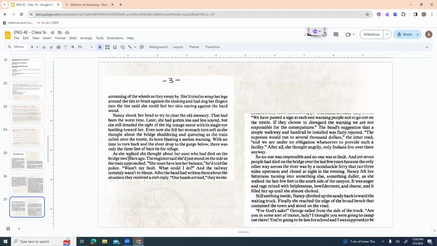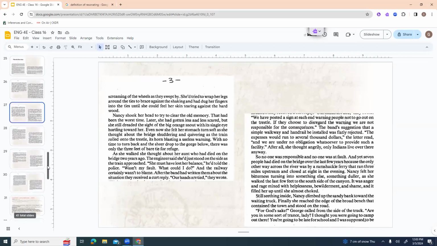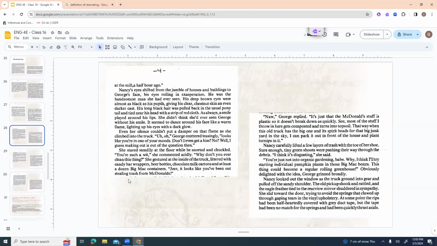"For God's sakes," George called from the side of the truck. "Are you in some sort of trance, lady? I thought you were going to camp out there. You're going to be late for school, and I was supposed to be at the mill half an hour ago." Nancy's eyes shifted from the jumble of houses and buildings to George's face, his eyes rolling in exasperation.